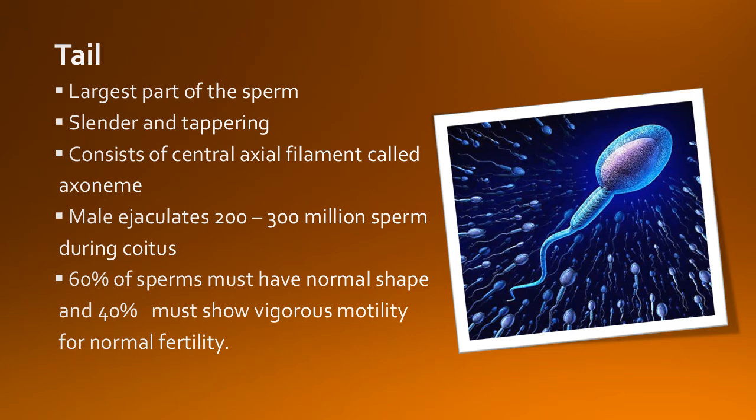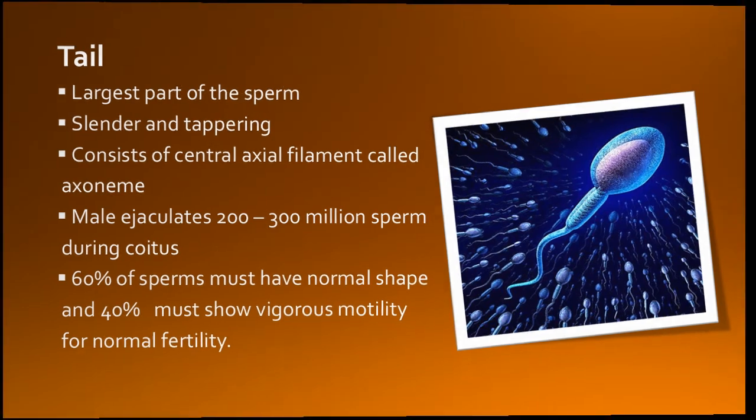During intercourse, males ejaculate about 200 to 300 million sperms, of which 60% of the sperms must possess normal shape and 40% of the sperms should show strong motility for normal fertility.